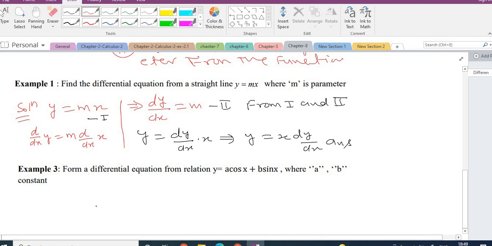It means that if two parameters are given, then we need to differentiate the function two times. So I'm going to write y = a cos x + b sin x. Now because a and b, two parameters, are given, we need to differentiate it with respect to x two times. So now I'm going to differentiate.